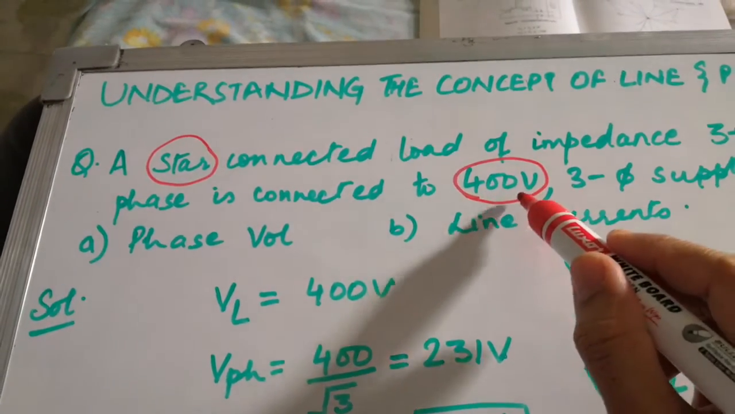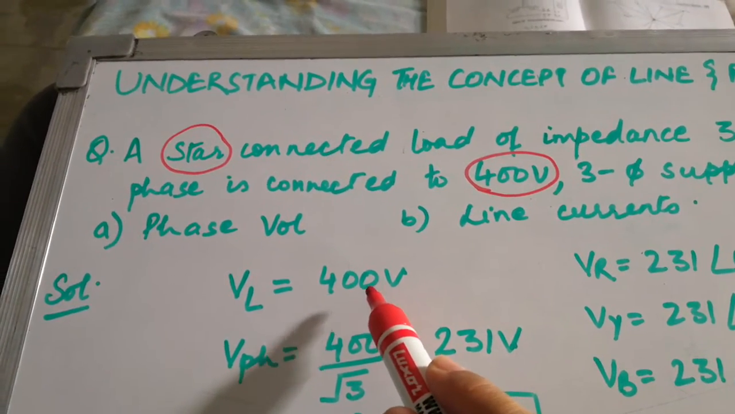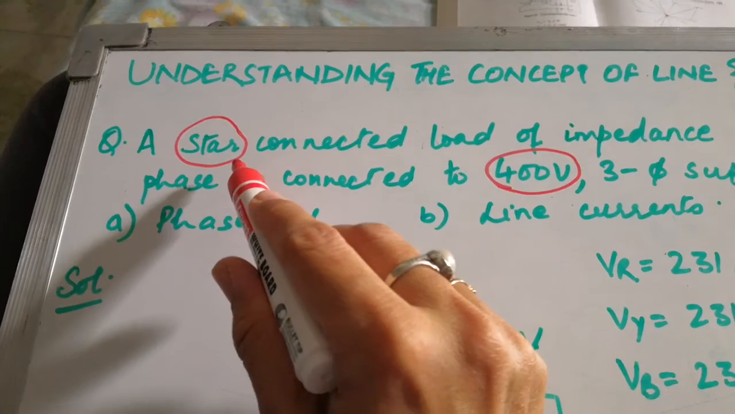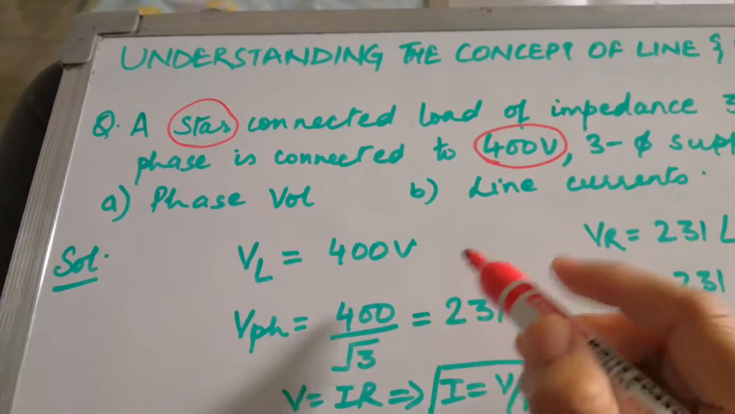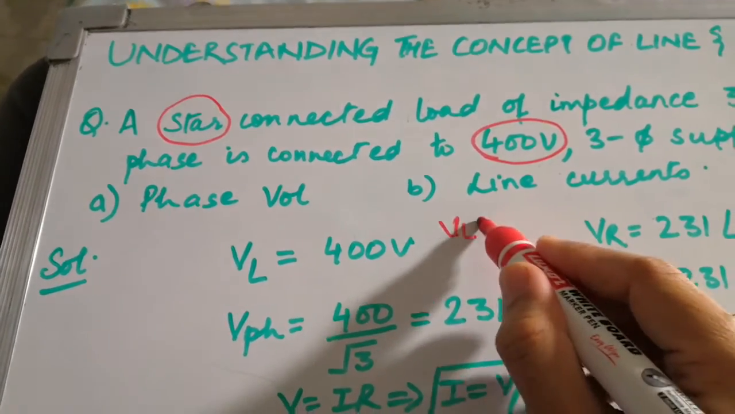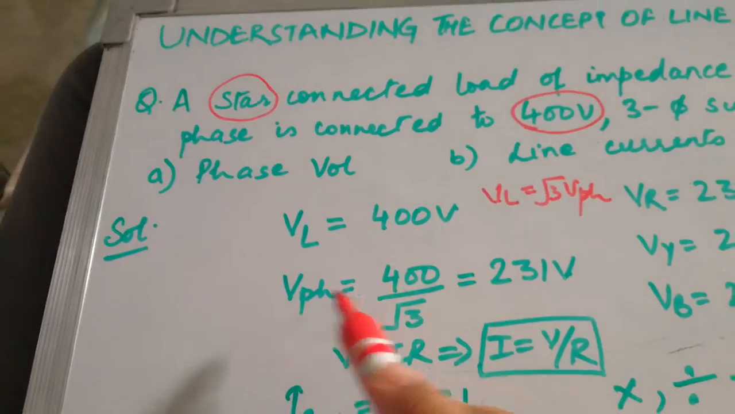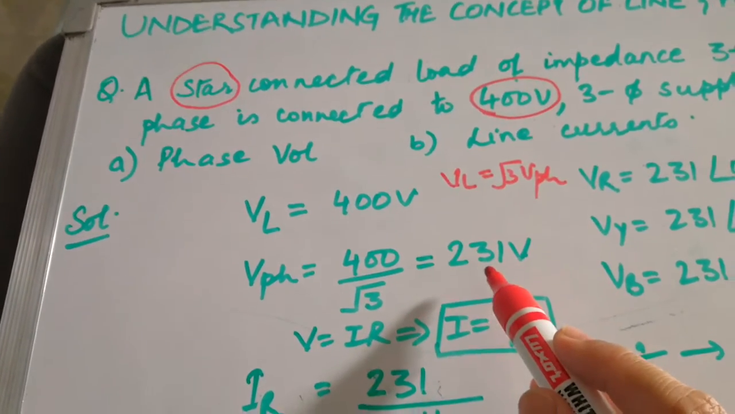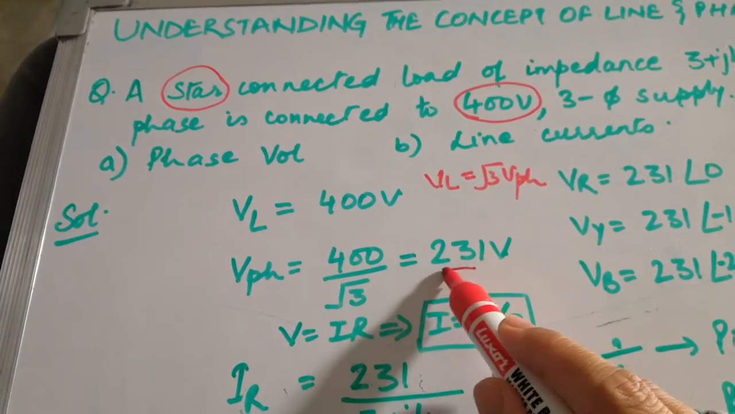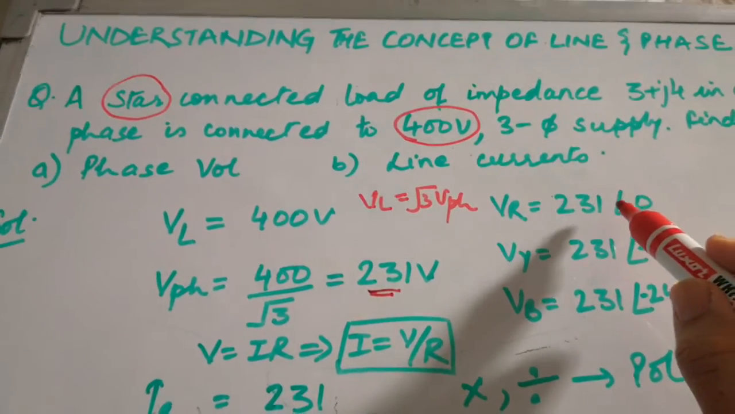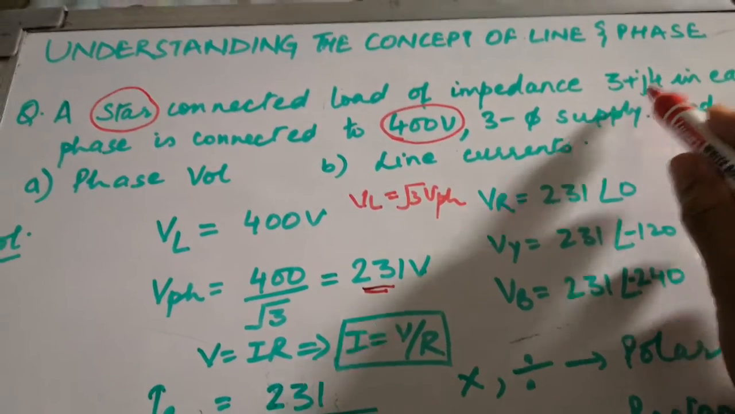From here it directly comes out that the line voltage is 400 volts. Now we know that it is a star connected system, so there will be a relation between your VL and V phase. VL is equal to root 3 V phase, which makes V phase equal to 400 by root 3, that is 231. So the voltage at each phase is 231. I have written here only the differences of the angles because this is a balanced supply.